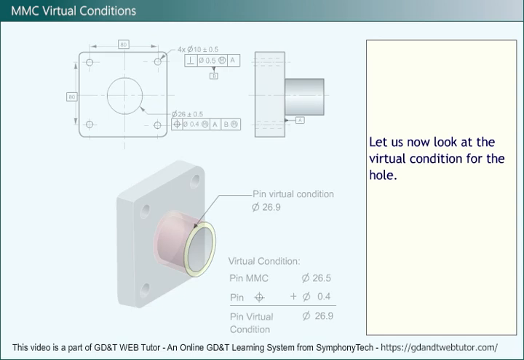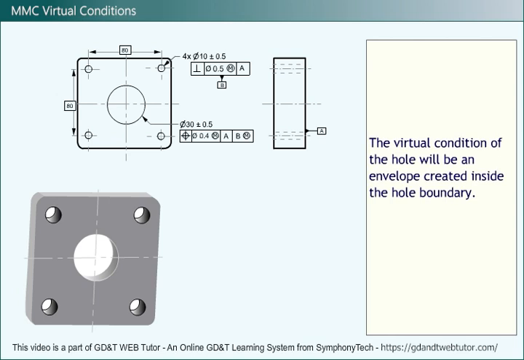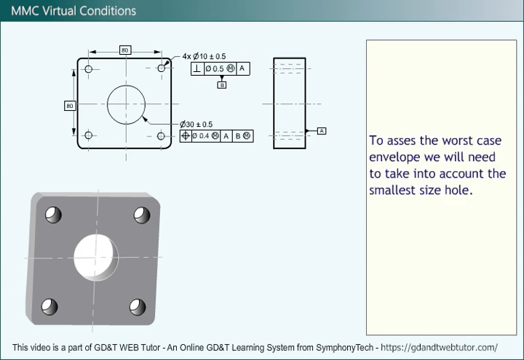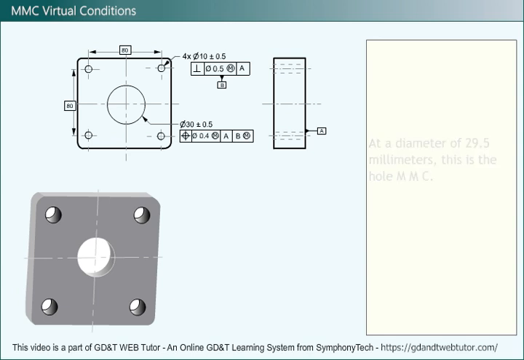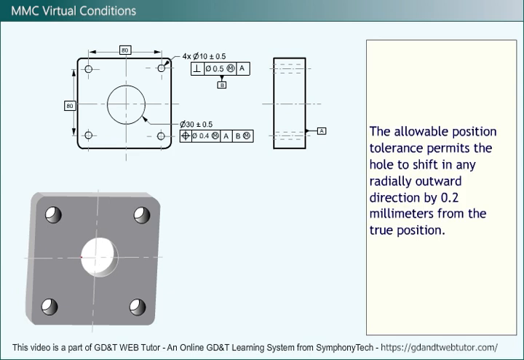Let us now look at the virtual condition for the hole. The virtual condition for the hole will be an envelope created inside the hole boundary. To assess the worst-case envelope, we will need to take into account the smallest size hole. At a diameter of 29.5 mm, this is the hole MMC. The allowable position tolerance permits the hole to shift in any radially outward direction by 0.2 mm from the true position.